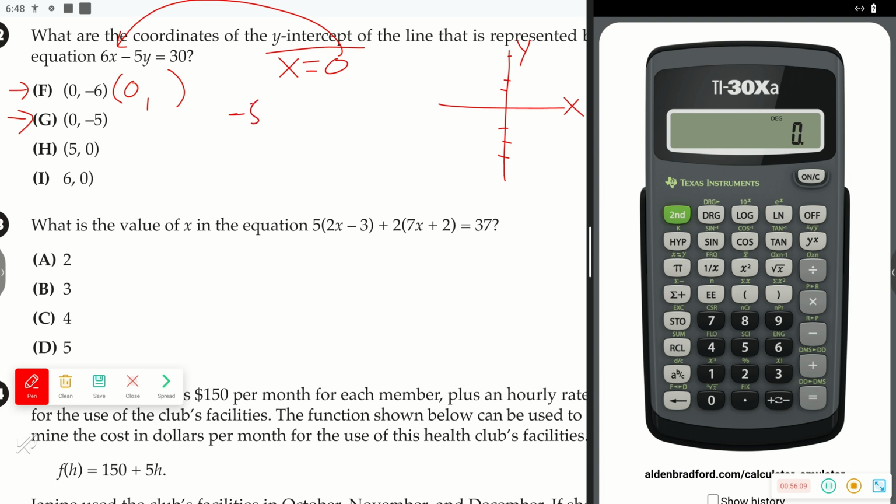So we're going to have negative 5y equals 30, because 6 times 0 just makes that term go away. Divide both sides by negative 5, and we get y equals 30 divided by negative 5, which is negative 6. So we know that our correct answer is answer F.